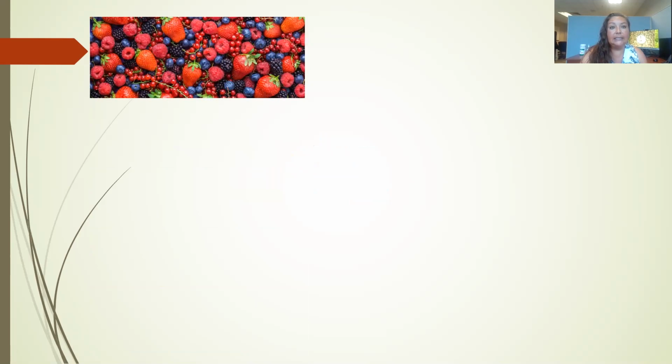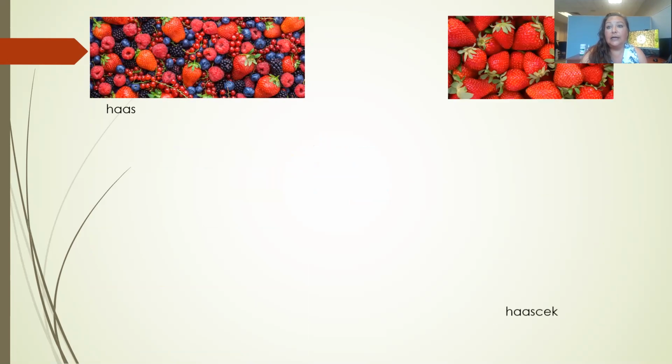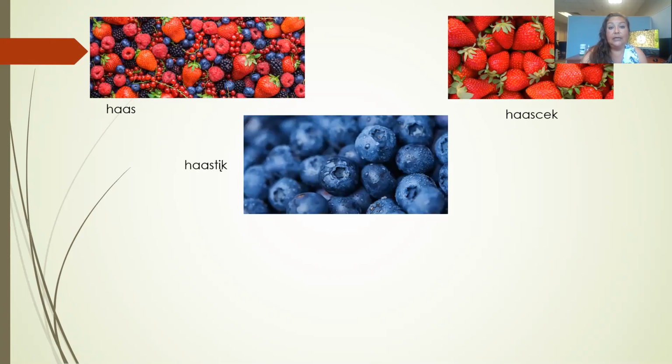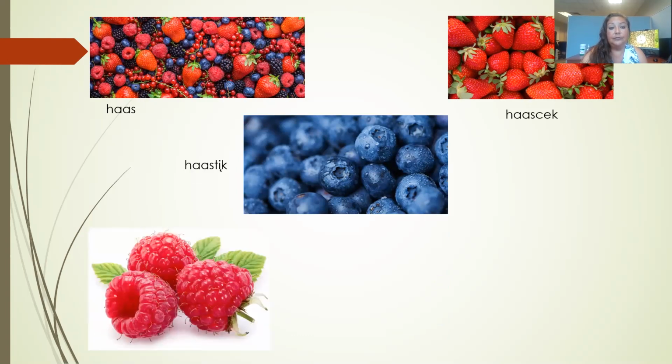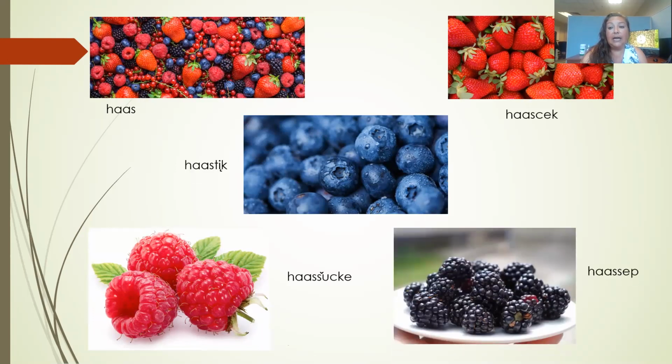All right, so here we have has, and that's just an assortment of them. You could say has hokidach, but we'll just say has. Here we have some has check, strawberries. I know the season of strawberry picking is coming to an end. Here, has sting. These are blueberries. Raspberries. Has shuchke. And we have haseb. Those are blackberries.